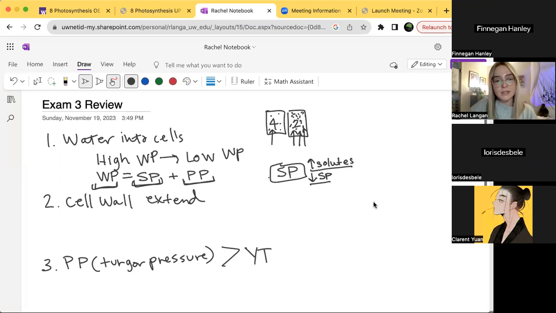What you might have to calculate is water potential. If I gave you solute potential equals 3 and pressure potential equals 4, you should be able to use the water potential equation to calculate water potential. And then if I tell you which of these two cells is going to have more water going into it, you should be able to say, okay, this one has a lower water potential, this one has a higher one, there's going to be more water going into the lower one. So that's the kind of calculation you would have to do with water potential.